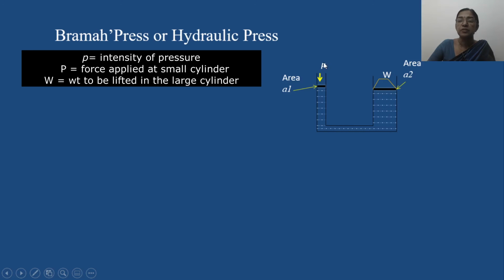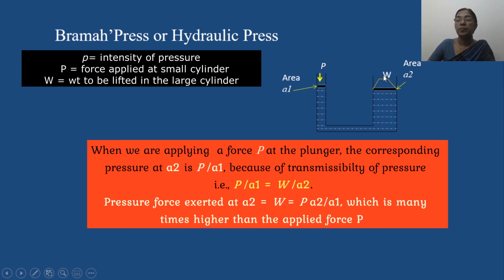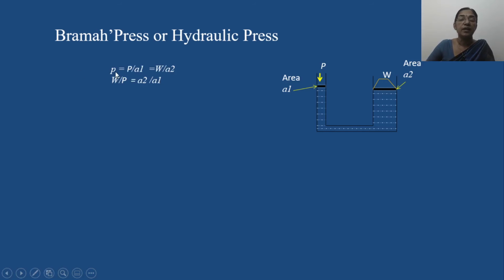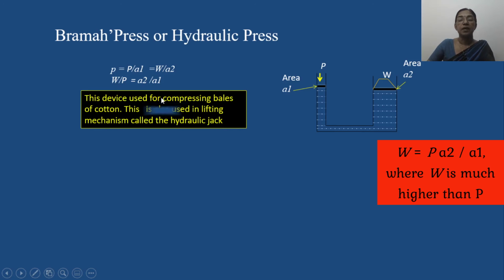So if you are applying a force P here, then the pressure developed here is P by A1, and correspondingly we can lift a weight W here, where capital W by A2 is the same as P by A1. So based on the transmissibility of pressure, we can write the intensity of pressure p equal to P by A1, that is equal to capital W by A2, or we can write W by P equal to A2 by A1.